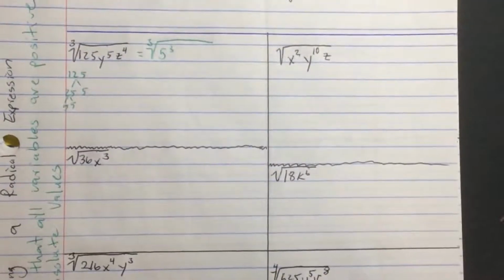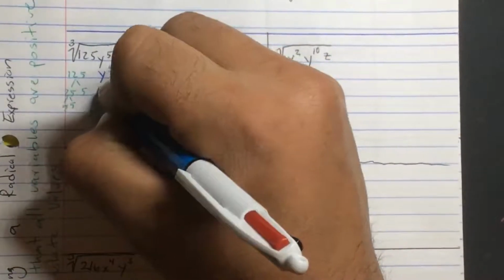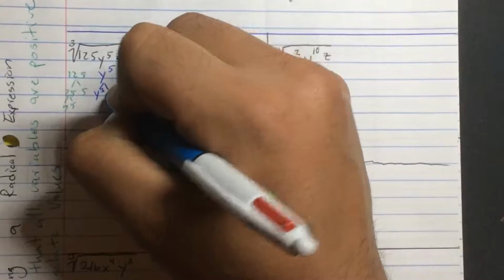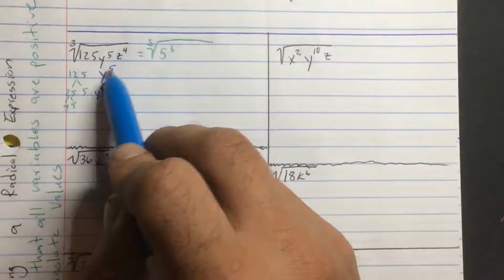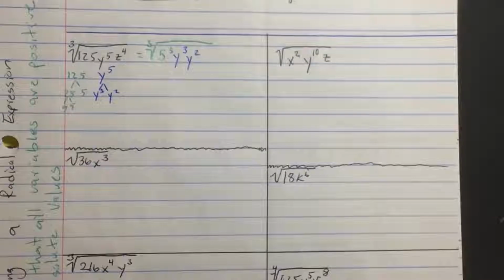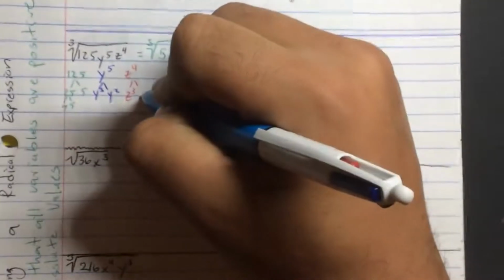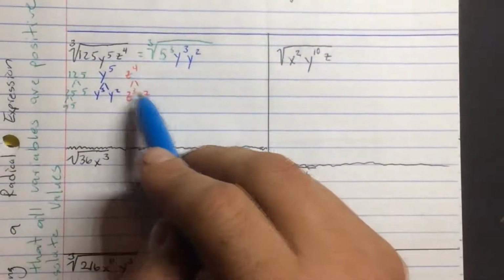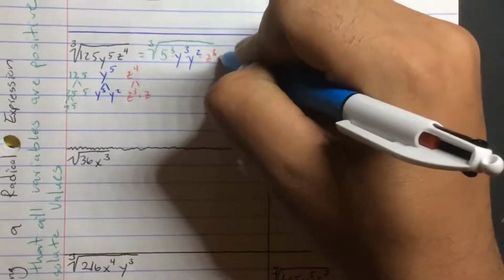And then we go to the next one, which is going to be our y. Well, y to the 5th can be written as y cubed times y squared, because y cubed times y squared is y to the 5th. So we're going to have our y cubed and our y squared. And then we go to our z to the 4th, which can be broken down as z to the 3rd times z, because z to the 3rd times z would be z to the 4th. So we're going to write that down as well. Z to the 3rd, I almost wrote 4/3 times z.